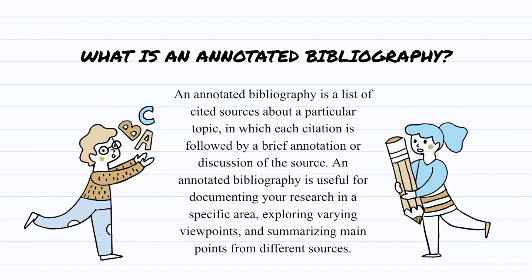So the bulk of this lesson is going to be focused on what an annotated bibliography is and how to create it. You should know that an annotated bibliography is a list of cited sources about a particular topic, in which each citation is followed by a brief annotation or a discussion of the source. An annotated bibliography is useful for documenting your research in a specific area, exploring varying viewpoints, and summarizing main points from different sources.